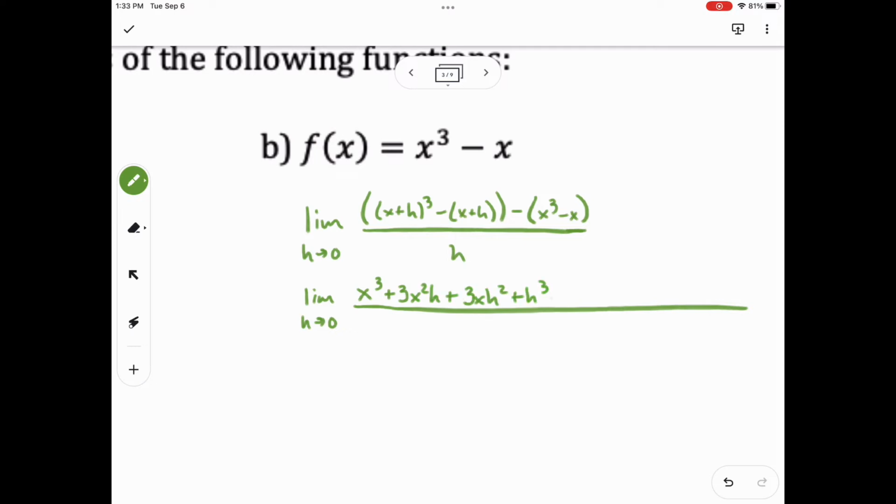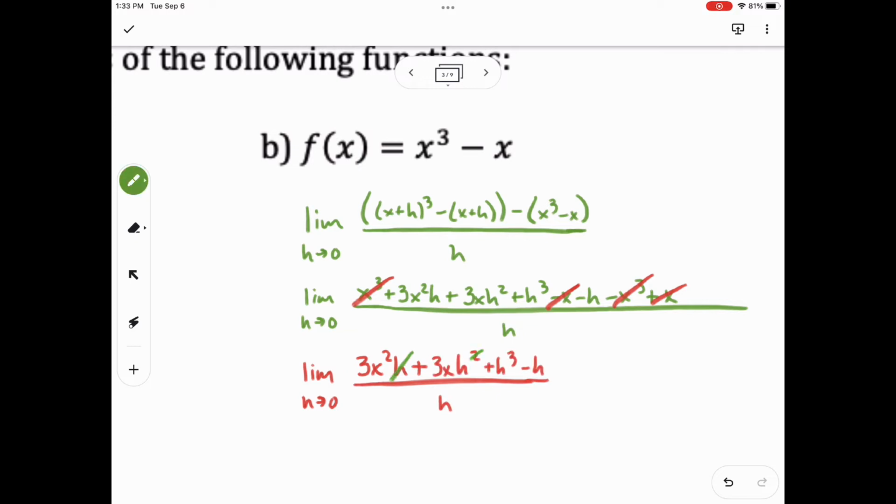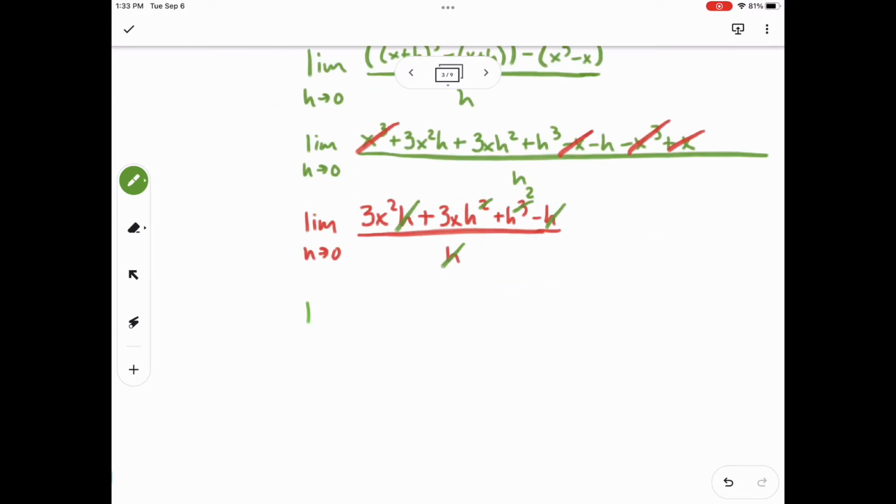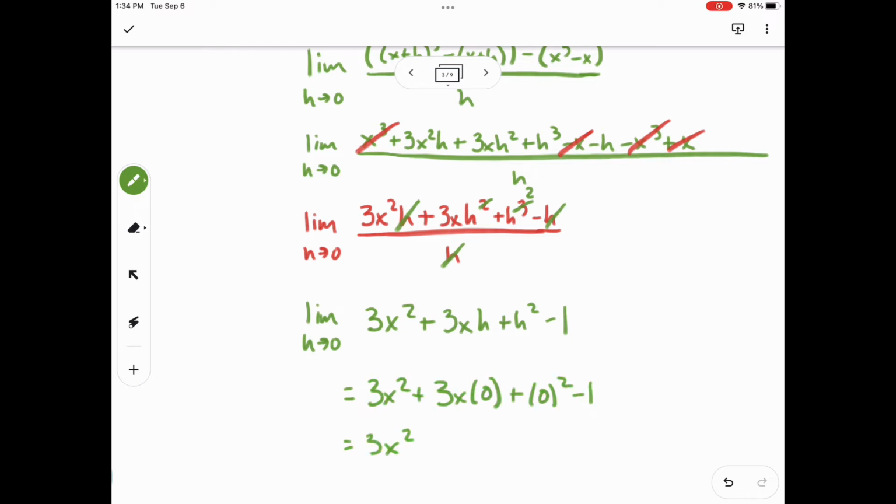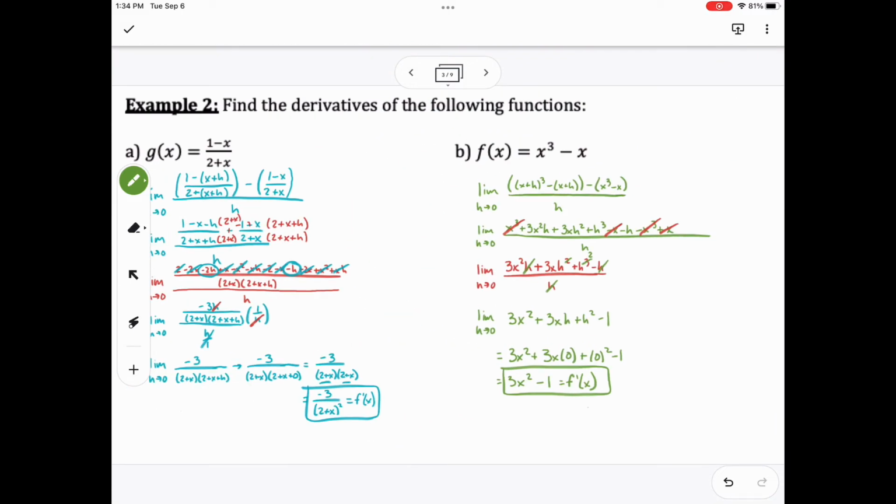But once I do, I should be able to cancel some things out, which will be very nice. So notice I get the x cubes away, the x's. I'm not able to get as much as I did the last one, but that's fine. Here, they all have an h in common, and so then I'm able to reduce everything away from h. And then from there, now that I got rid of the denominator of h, I can plug in 0 for h because I no longer have the problem of getting an undefined value. So 2 of them will get multiplied away because of 0, and that leaves me with 3x squared minus 1 as my derivative for f of x.